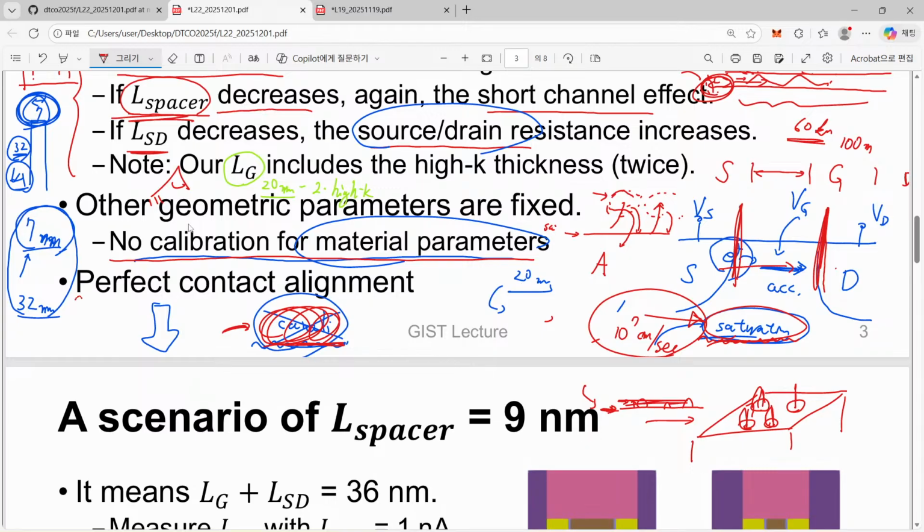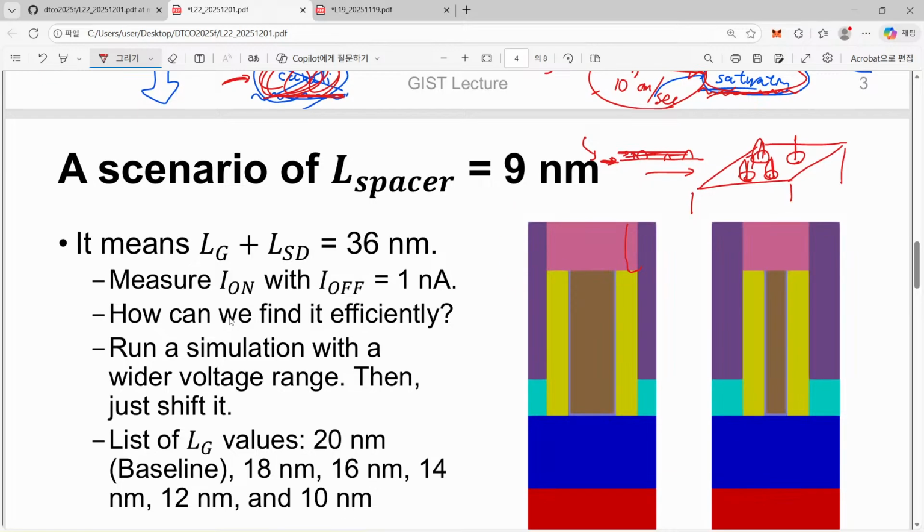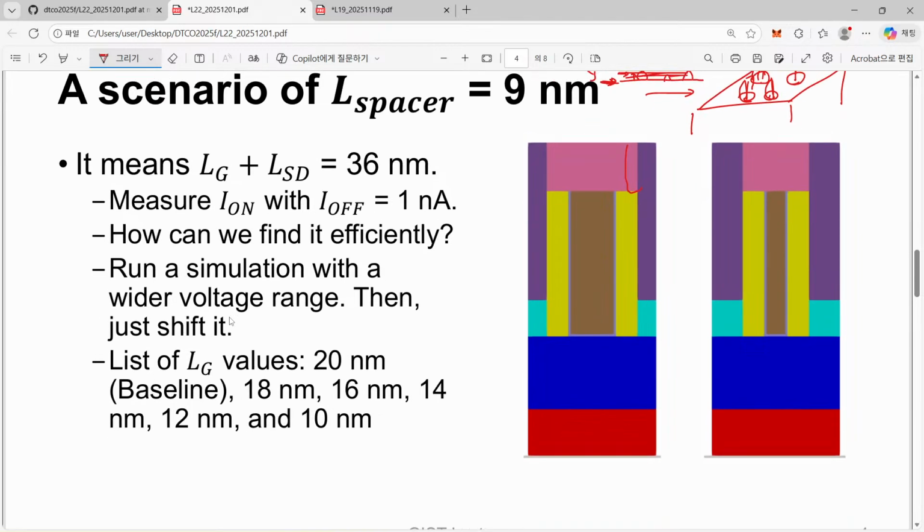And finally, in this structure generation, I just assumed perfect contact alignment. In our previous calculation, we intentionally introduced 5 nanometer or 4 nanometer misalignment in our contact alignment, but now the contact is perfectly aligned. What does it mean? Here, previously we had a slightly misaligned one, but we make a perfect alignment. So now let's have a look at this one.